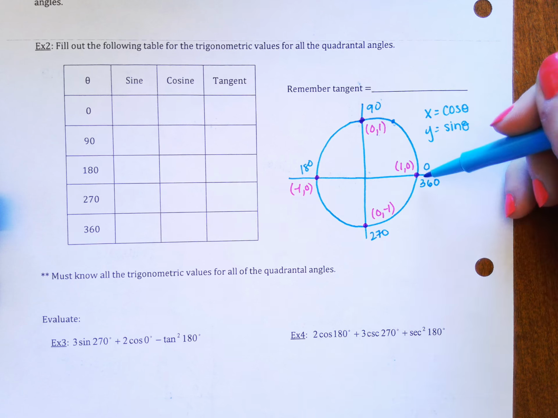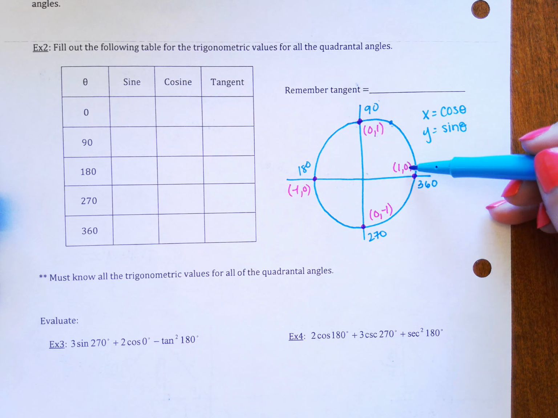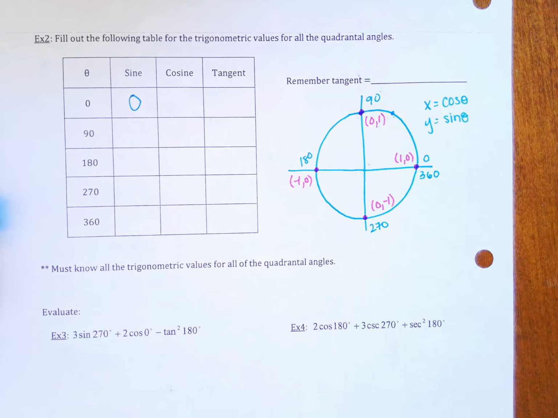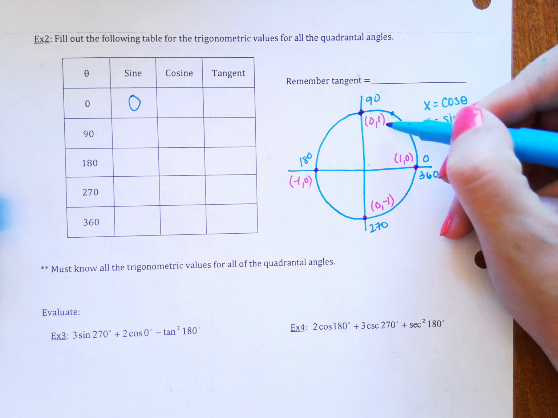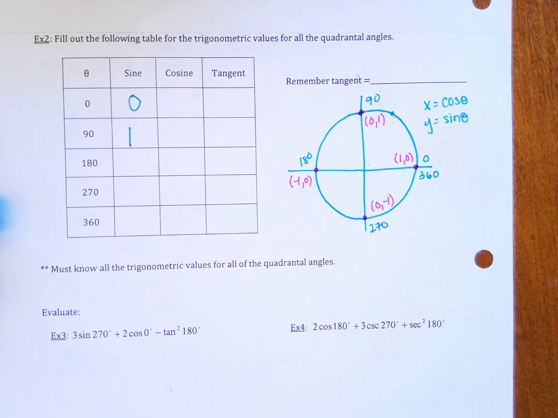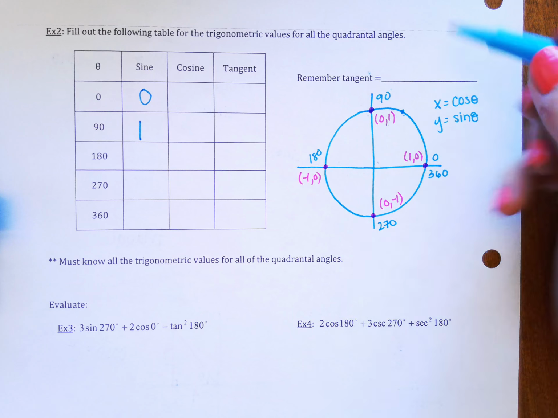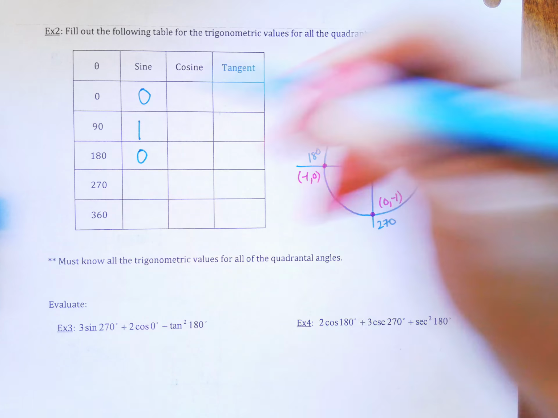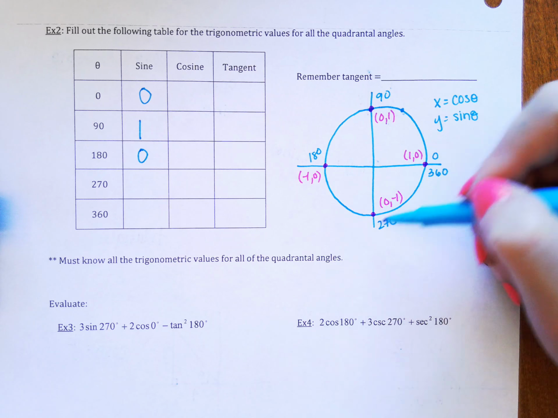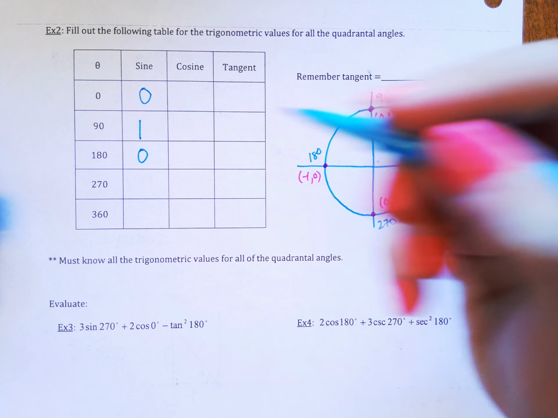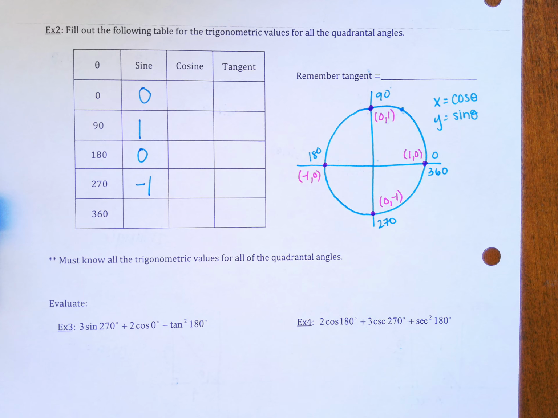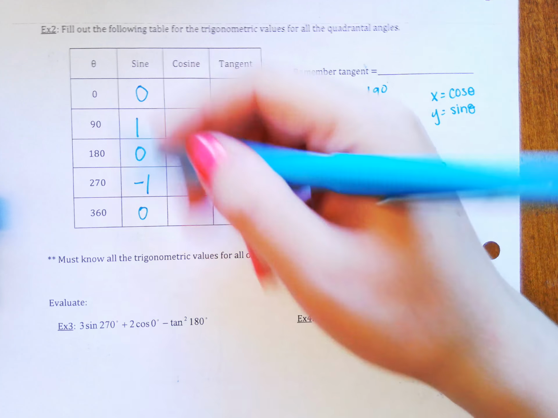So at 0 degrees, our sine value is really our y value. At 0 degrees, my y value is 0, so my sine is 0. At 90 degrees, my y value is 1, so my sine of 90 would be 1. At 180 degrees, my sine value is 0, because my y value is 0. And at 270 degrees, my y value is -1, so my sine value is also -1. And then at 360 degrees, that's really coterminal with 0.